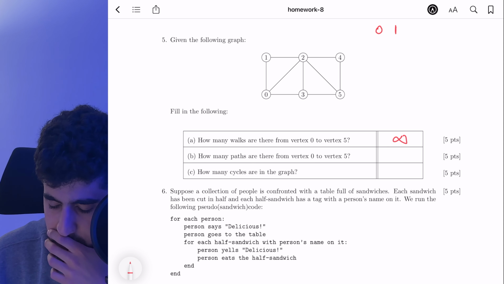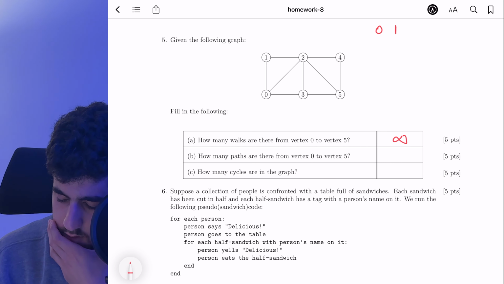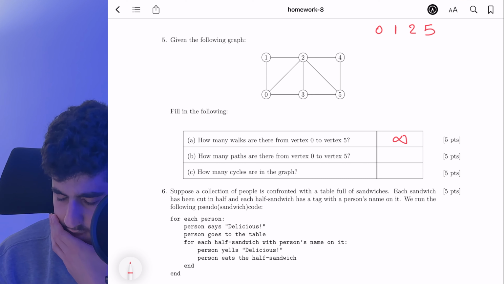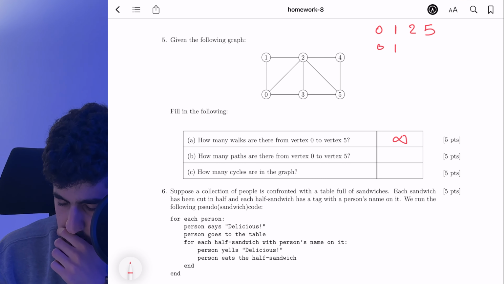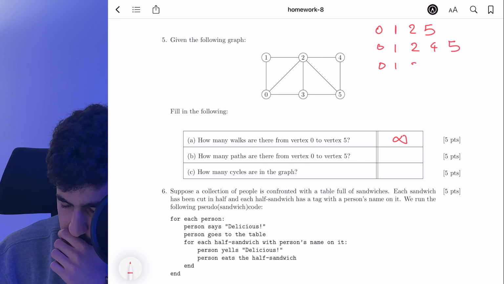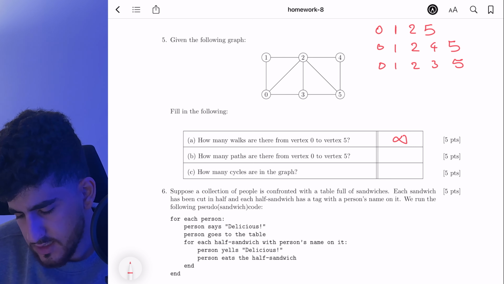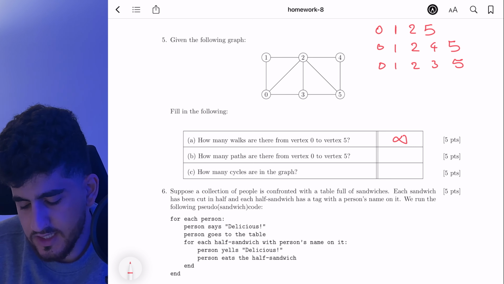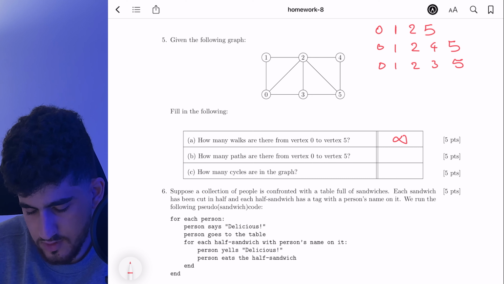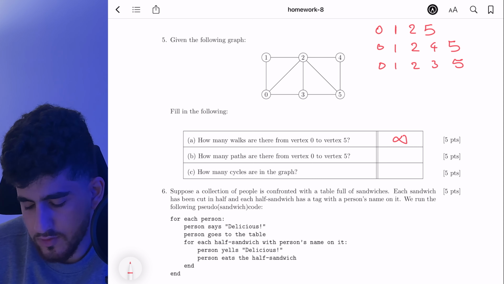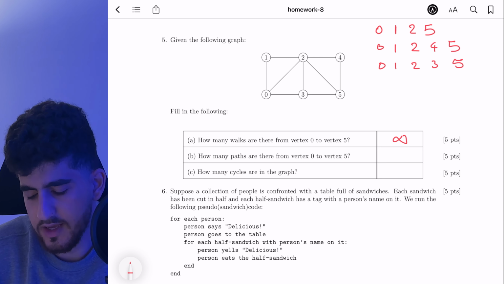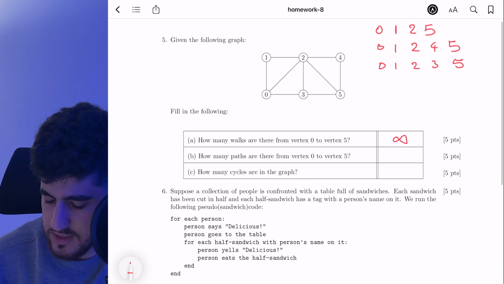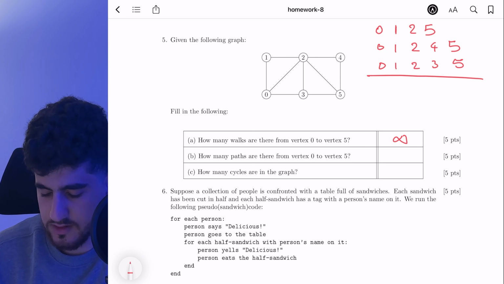So the first one is 0, 1, 2, 5. The next one is 0, 1, 2, 4, 5. 0, 1, 2, 3, 5. And definitely when the first one is 0, the next one is 1, the next one should be 2. And then we are at 2, we either go to 4 and then go to 5, or we go directly to 5, or we go to 3 and then go to 5. So it seems like we saw everything and every path is covered.